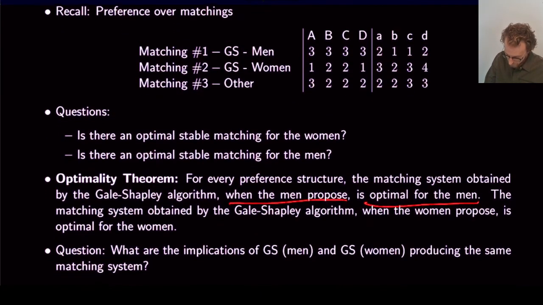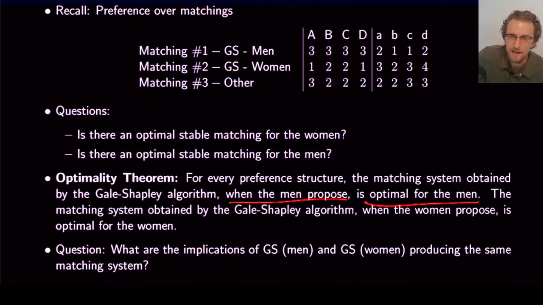And so then, one final question we can ask is, what if you run the Gale-Shapley algorithm with men proposing, and then you also run it with women proposing, and you get the same answer, right?